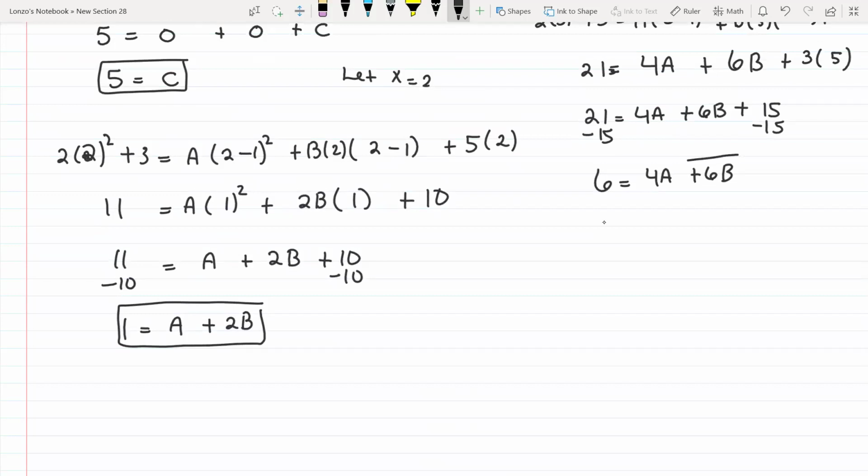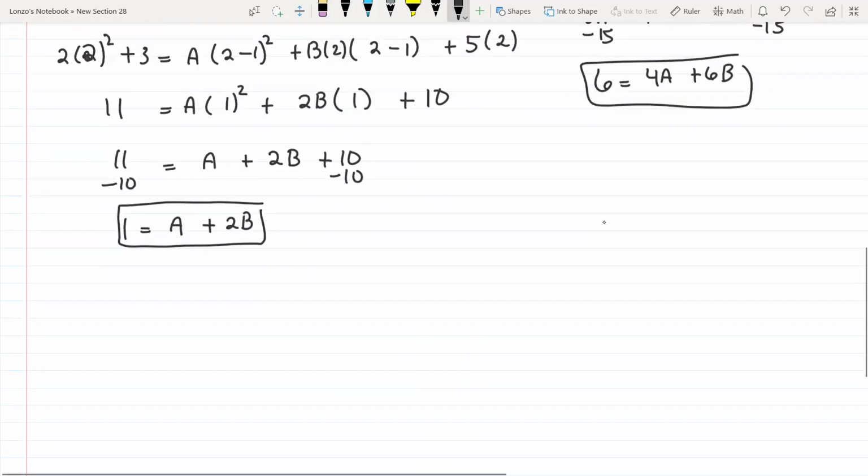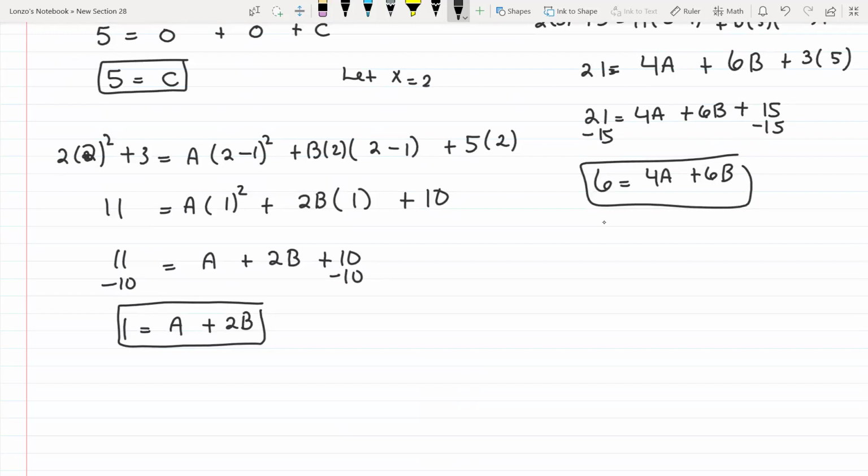Okay, so now we have a system of equations. So we're going to set it up. Our first system equation is 4a plus 6b equals 6. And then our next system equation is a plus 2b equals 1. Okay, what should I get rid of? I should get rid of the b, so I'm going to multiply the second equation by -3.